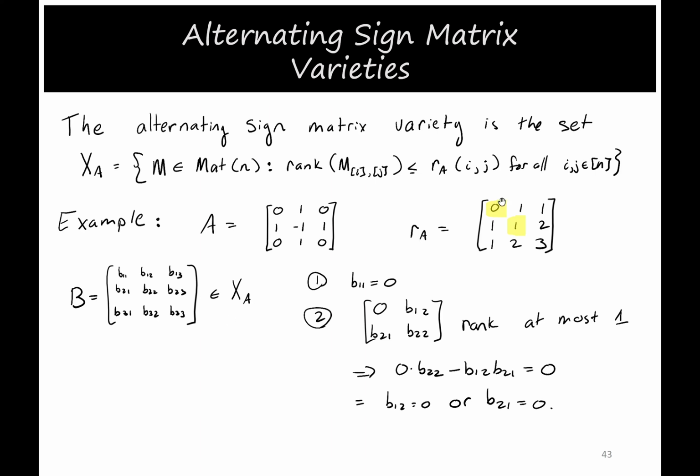Because the rank of this top corner has to be 0, I need B11 to be 0. In other words, I need that 1 by 1 minor to vanish. Then here, I want this submatrix to be rank at most 1, and so I need this minor to vanish. I already made B11 vanish, so I could substitute that in and then take this determinant. And this tells me that I need B12 to be 0 or B21 to be 0.